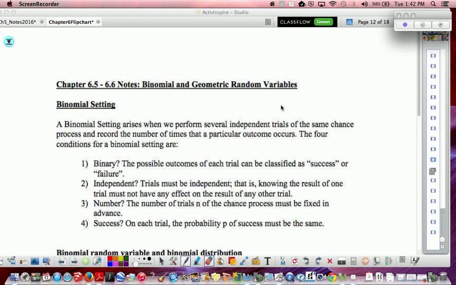For 6.5 and 6.6, what we are going to be focusing on over the next 2 days is what we call a binomial random variable. I know it says binomial and geometric, but I'm crossing out geometric because that actually comes up in 6.7, and somehow I didn't correct this when revising some of these notes. But we will talk about geometric.